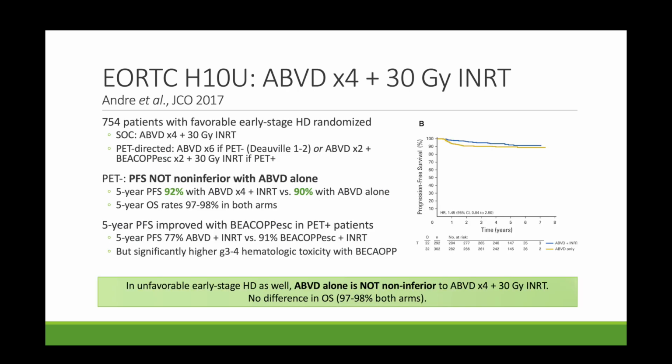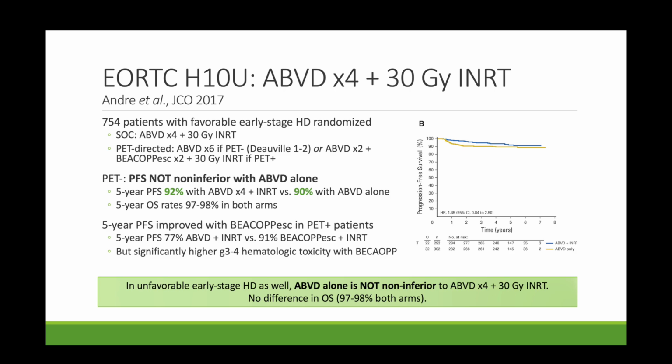And I think no surprises here, but just like we saw with EORTC H10F, it turns out that PFS was not non-inferior with ABVD alone. So PFS not non-inferior if we omit radiotherapy. The 5-year PFS was 92% with ABVD times 4 plus INRT versus 90% with ABVD alone. And so the conclusion is not non-inferior because it did not meet the threshold for non-inferiority.